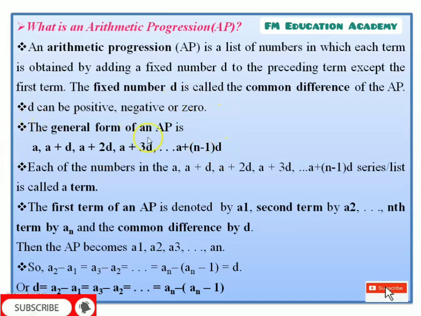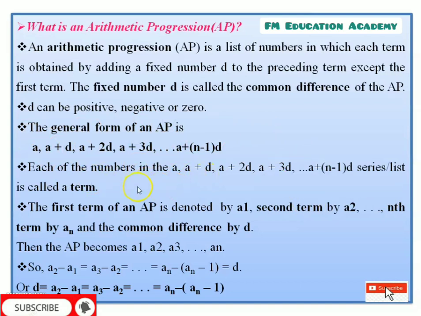So the general form of an arithmetic progression, or AP, is a, a plus d, a plus 2d, a plus 3d, up to a plus n minus 1 into d. All the series which follow an arithmetic progression should be in this form. Here a is the first term and d is the common difference. Observe that to the first term I am not adding anything. From the second term I am adding d, then 2d, then 3d. I am adding a fixed term only, d. So AP deals with adding a fixed term, and this is my general form.